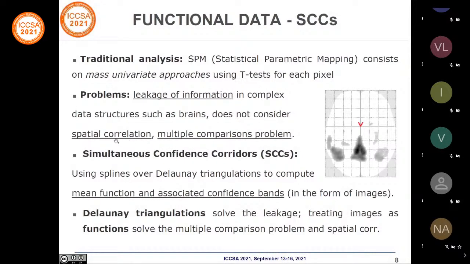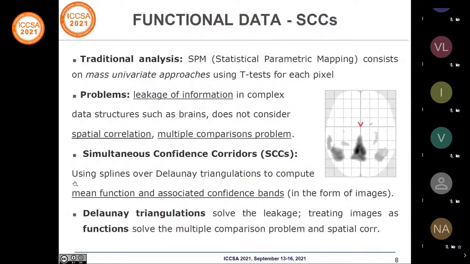Also, we are ignoring the spatial correlation completely. We are just doing one t-test per pixel, and that's it. And for example, we can see it here in this little pixel, which only half of it is part of the brain and the other half is empty space. We suffer from a leakage of information in complex data structures, and a brain is, of course, a complex data structure. So what happened when we try to apply this simultaneous confidence corridor, this functional data method, to brains?